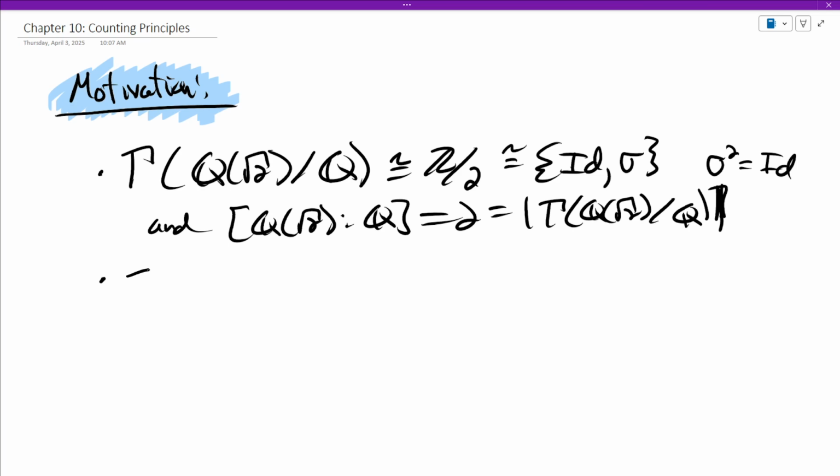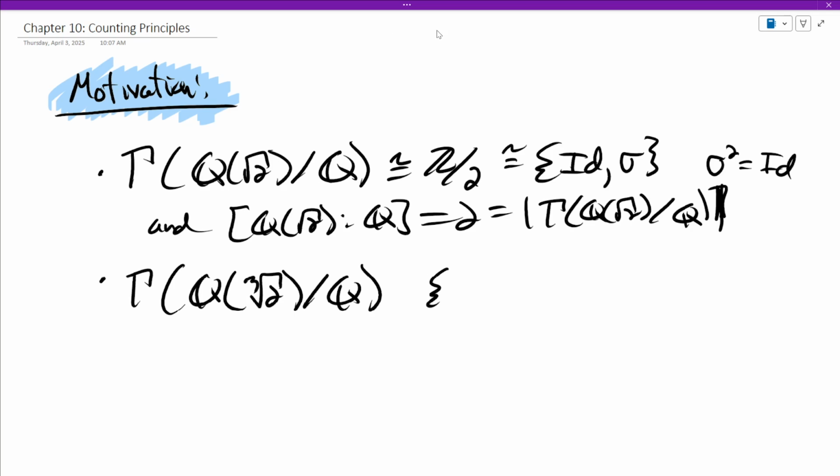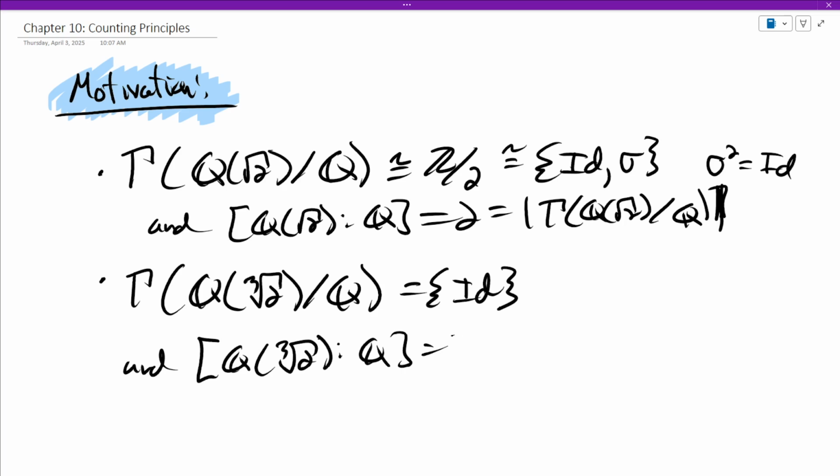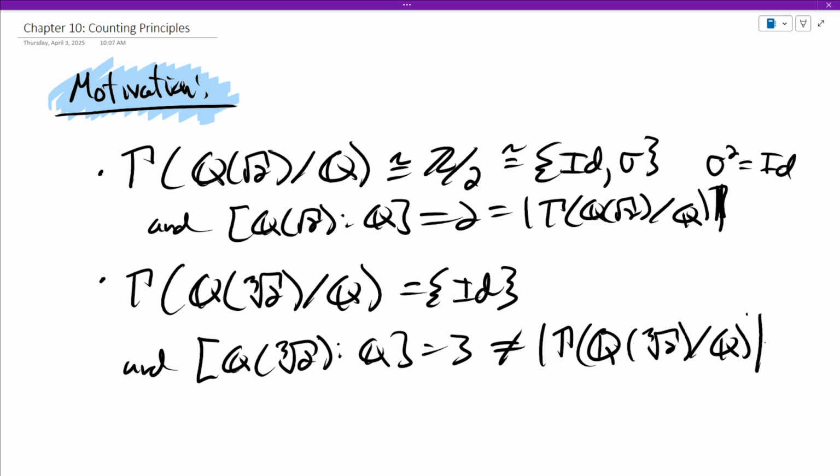We also saw that the Galois group of something where we add in an odd root, like the cube root of 2 over Q, was just trivial. It just has the identity automorphism. In this case, the degree of this extension is 3, which is not equal to the order of the Galois group. Order is with absolute value bars. Okay, so observe that.